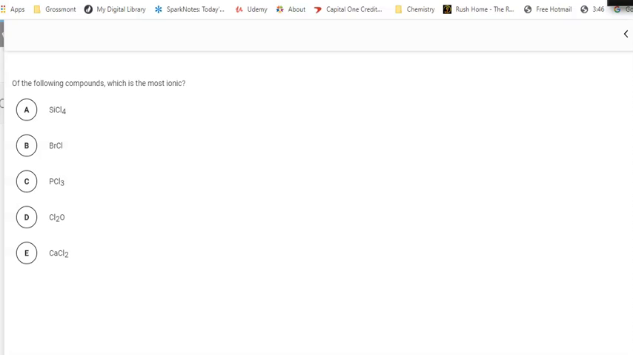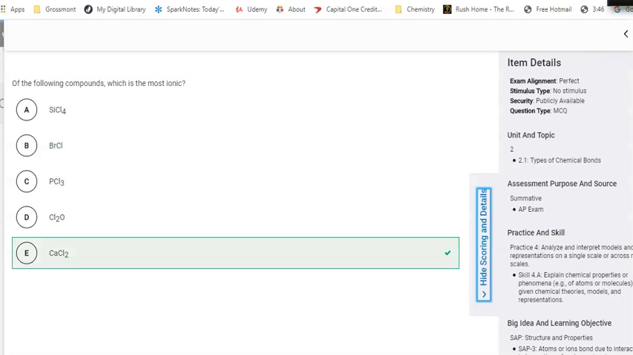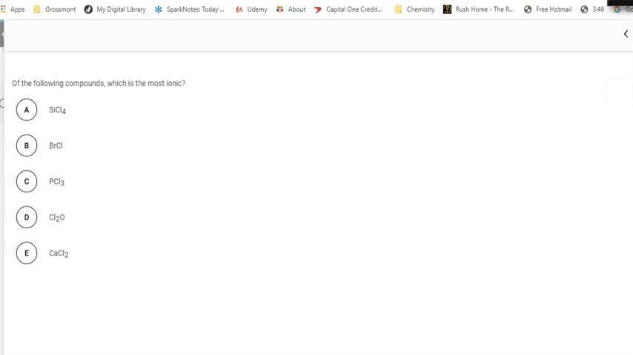Chlorine and oxygen are both nonmetals. The only one of these 5 choices that are not both nonmetals, which one is a metal and one is a nonmetal, is CaCl2. So that one would be the most ionic. So let's check the answer. And yes, that's the correct answer. Metal, nonmetal for ionic bonds.